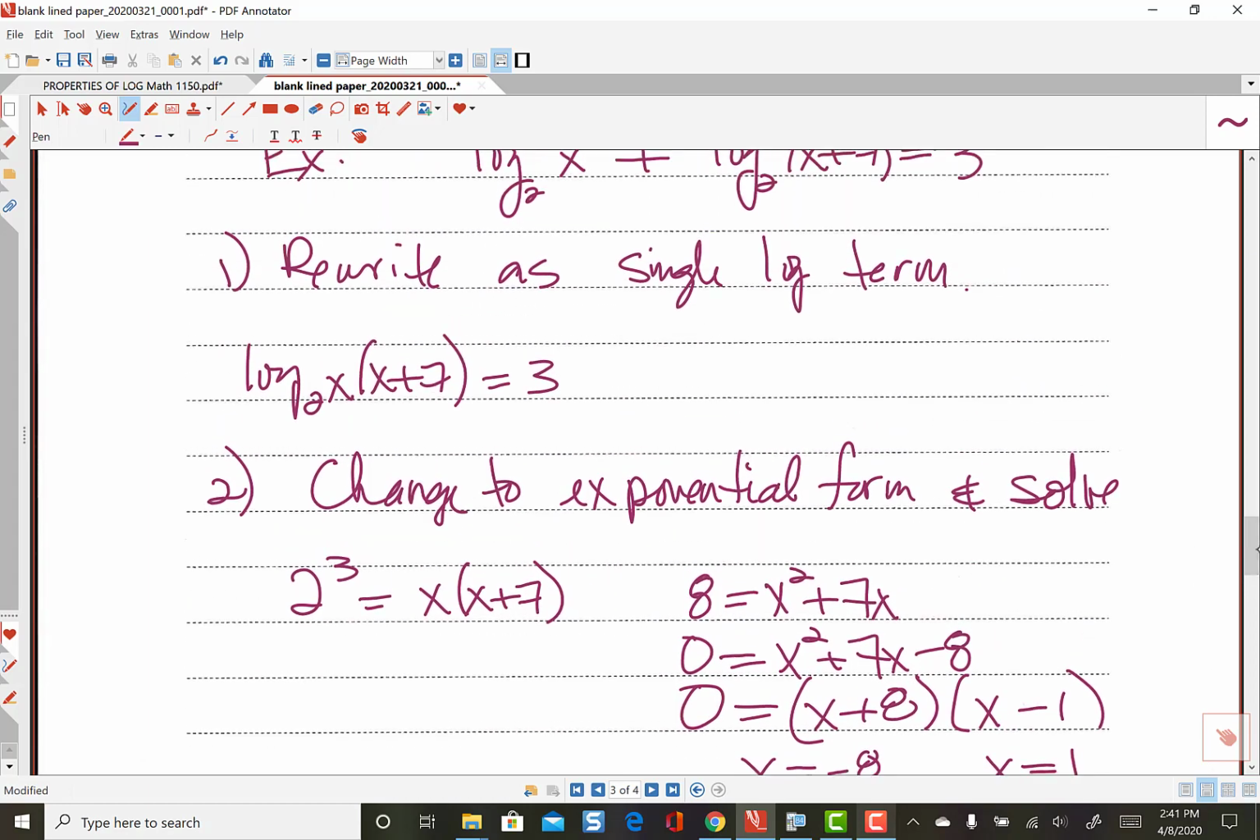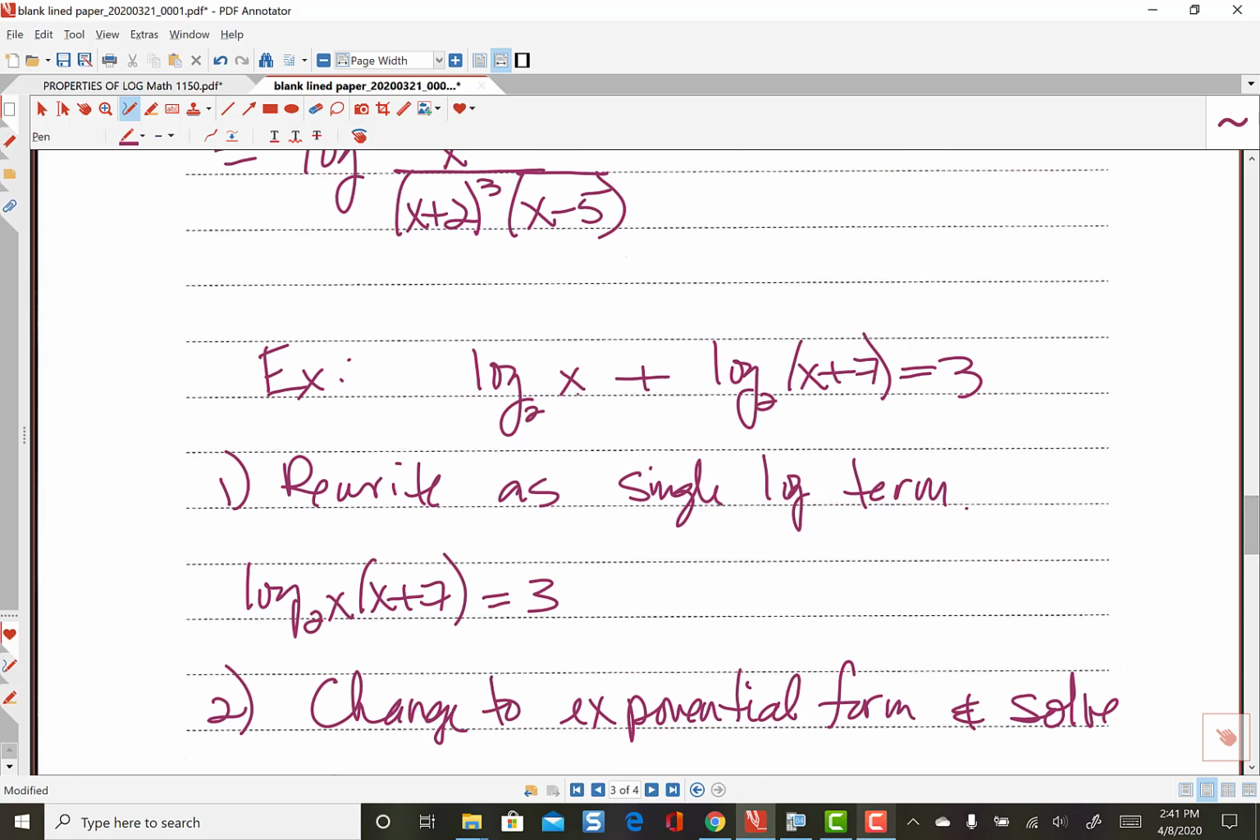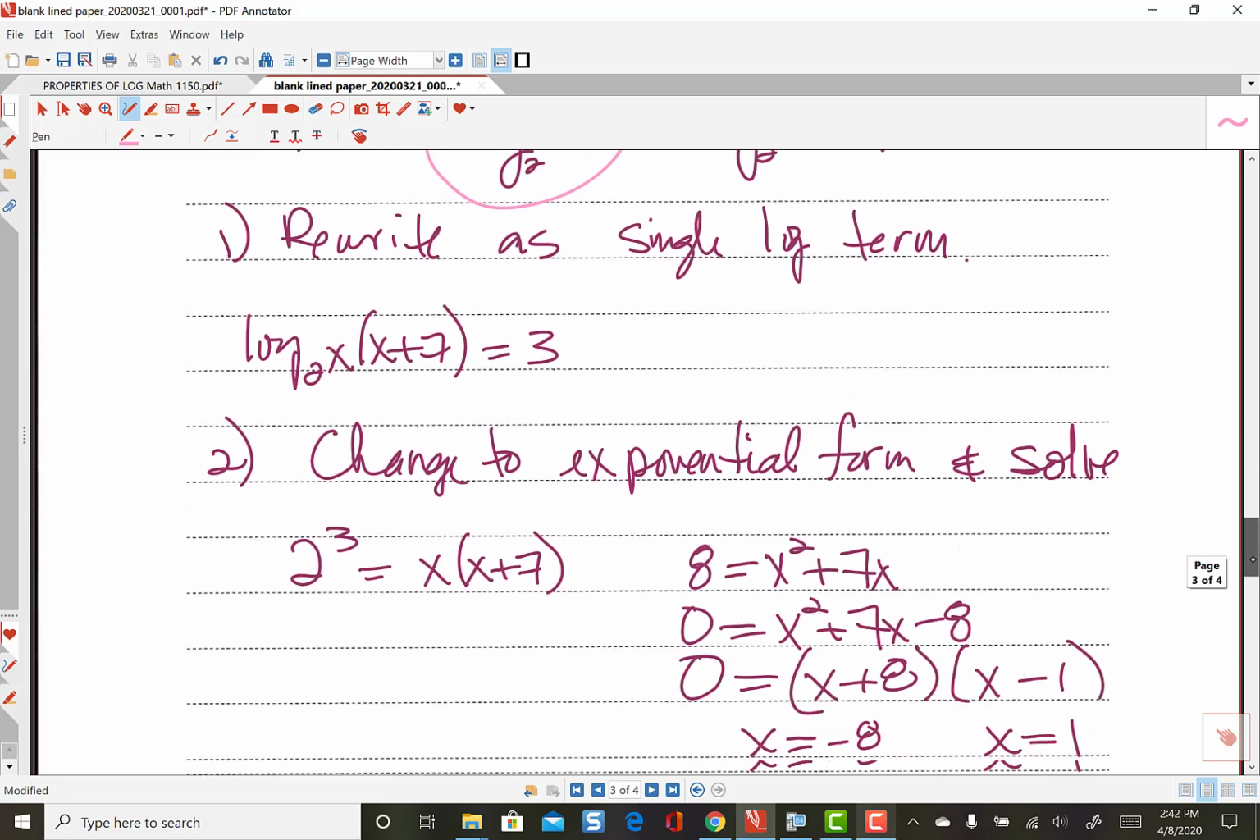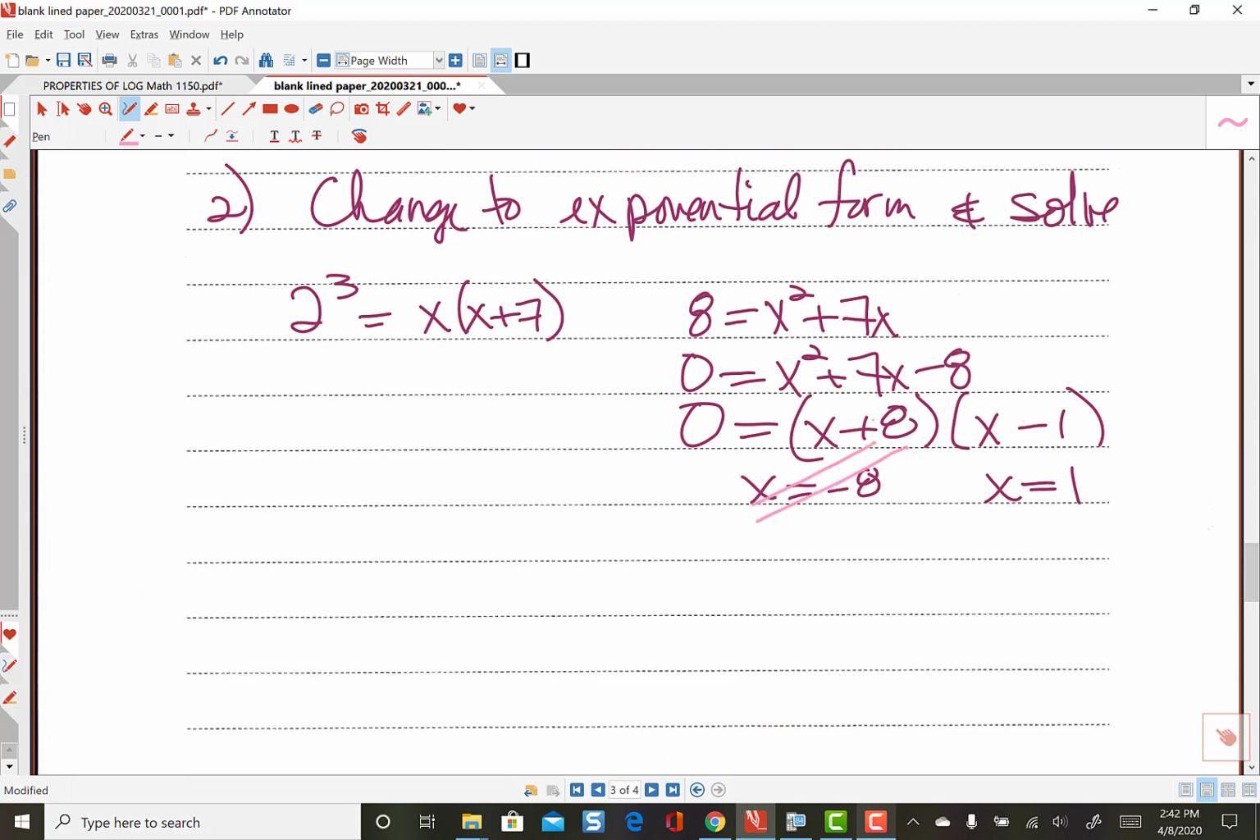If we look at the original question up here, and I am looking at both of these, but specifically this one here, if I let x equal negative 8, is there any way that you can take 2 raised to a power to give you negative 8? Is that possible? I don't think so. One of the things you have to be careful about is that you cannot take the logarithm of anything negative. So this answer gets tossed out. Our only solution is equal to 1.